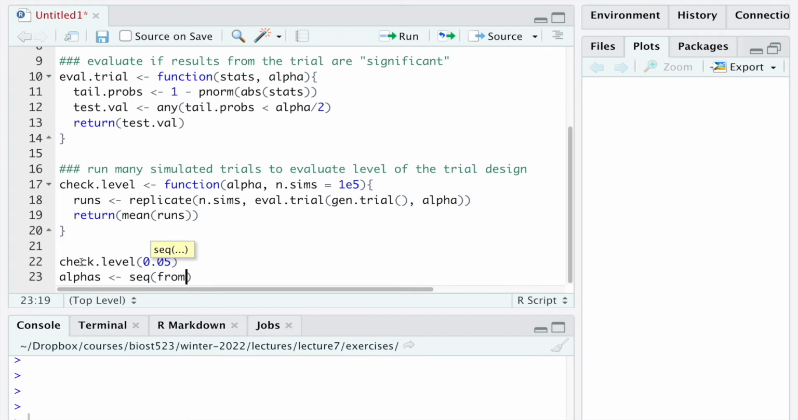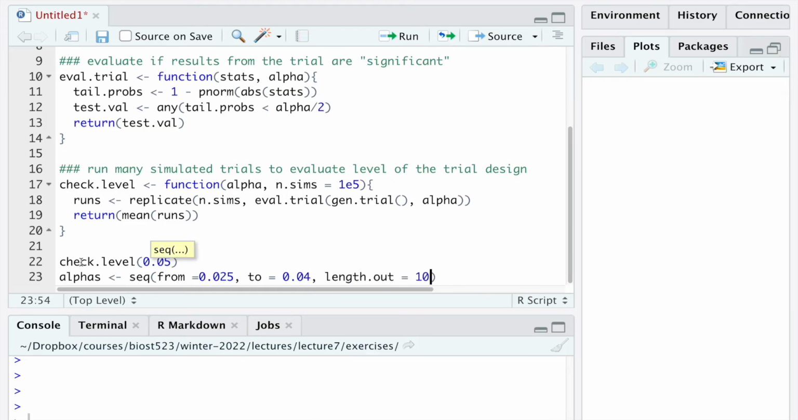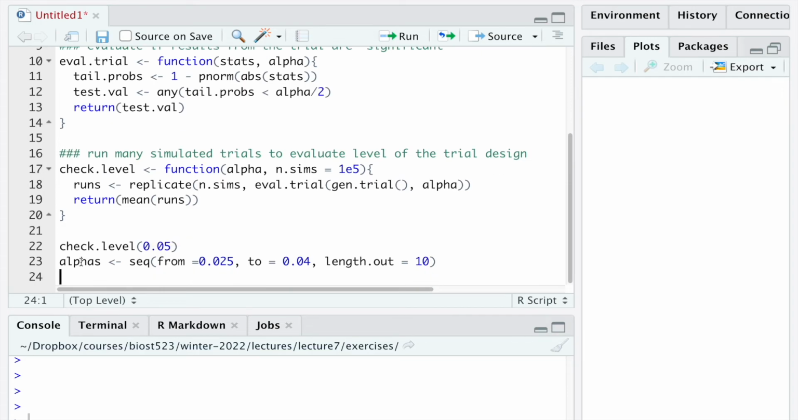So maybe we'll set the lower bound on this of 0.025 and perhaps the upper bound on this of 0.04. And here we're going to include 10 alpha values. If you had more patience than me, you could try more, and you could change the lower and upper bounds. I think these are potentially appropriate for getting us to our target level 0.05. Now we want to run the check level function with each of these alpha values.